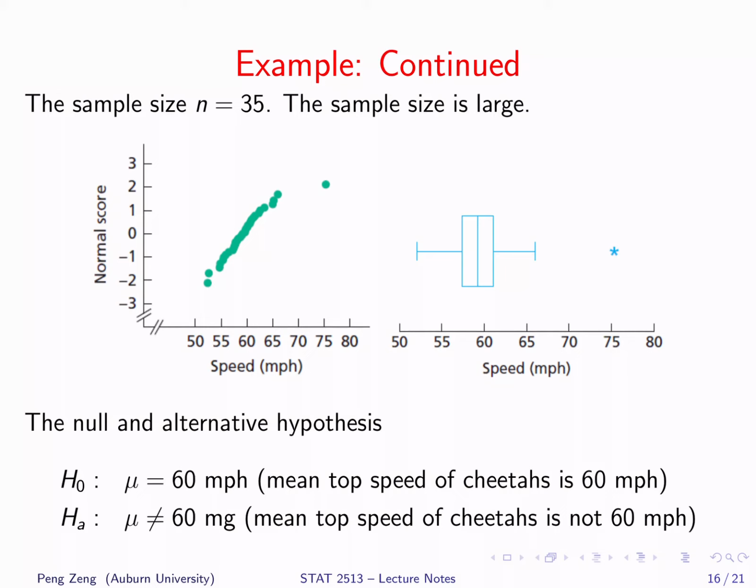Because there is an outlier, we will conduct the one-mean z-test twice. First time, use all data. Second time, remove the outlier. The null hypothesis is mu equals 60 miles per hour. For the alternative hypothesis, because we have no idea whether the mean speed is larger than or smaller than 60, we choose a two-sided test. Therefore, the alternative hypothesis is mu not equal to 60.